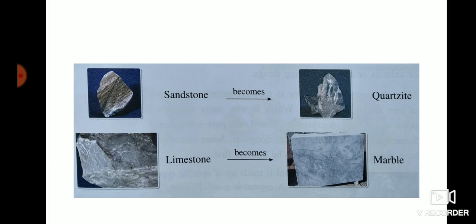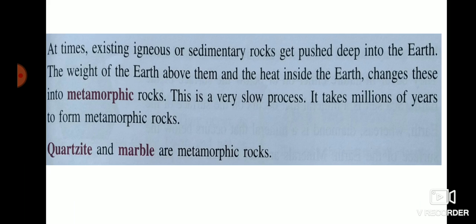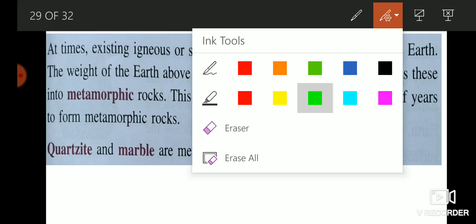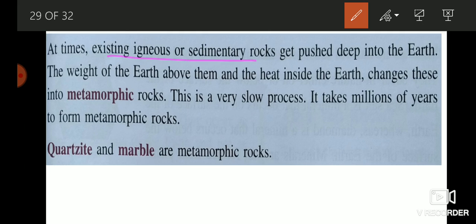So actually you can see the metamorphic rocks are formed from the existing igneous and sedimentary rocks. That means igneous rocks and sedimentary rocks are already existing, and from those existing rocks, the metamorphic rocks are formed. But how are metamorphic rocks formed from these igneous and sedimentary rocks?